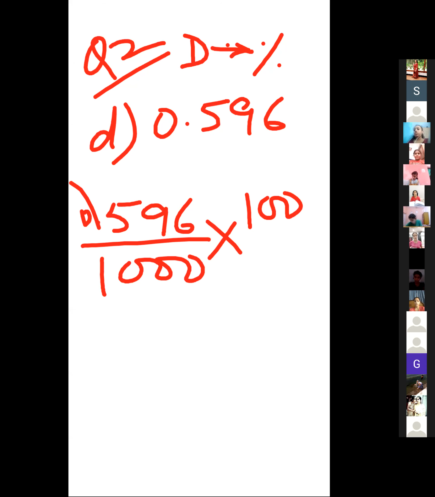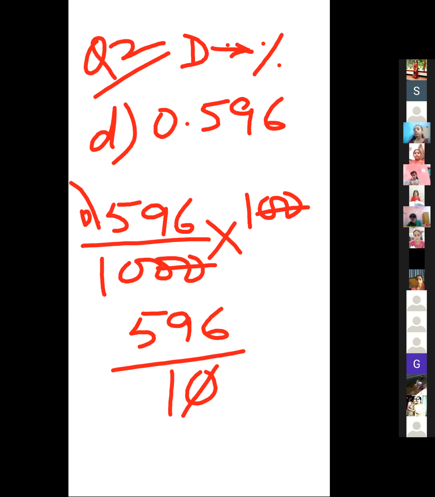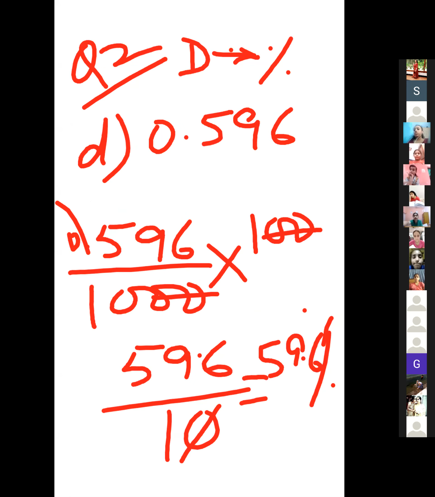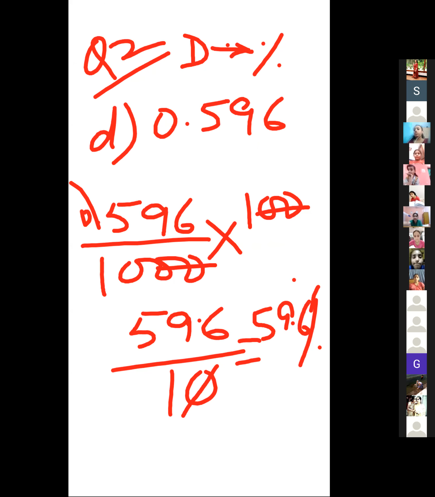Yes, ma'am. 20 कैंसिल हो गए. क्या रह गया आपके पास? 596 upon 10 रह गया है ना. तो 10 का एक 0 कट करो और ऊपर point लगा दो. तो क्या बन गया? 59.6%. Yes. Okay, ma'am. Thank you, ma'am. Okay, beta. Mute yourself.